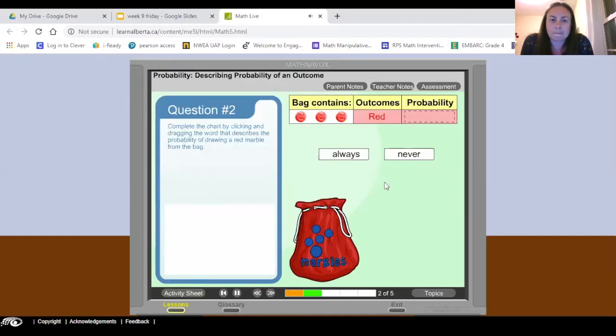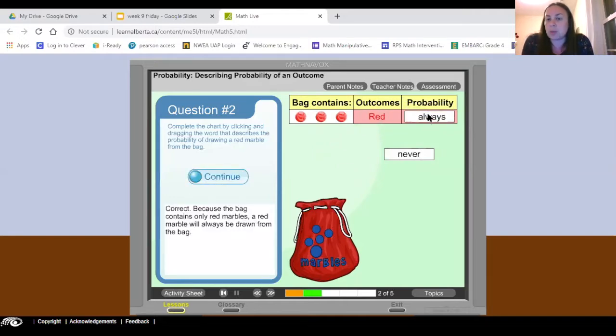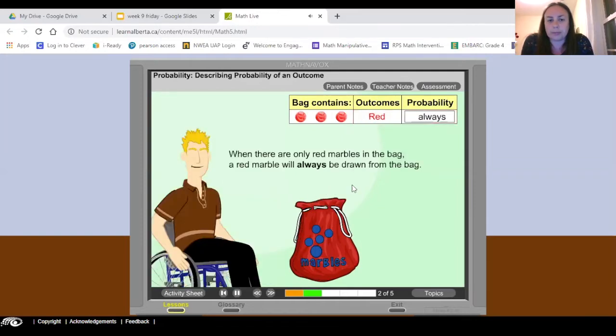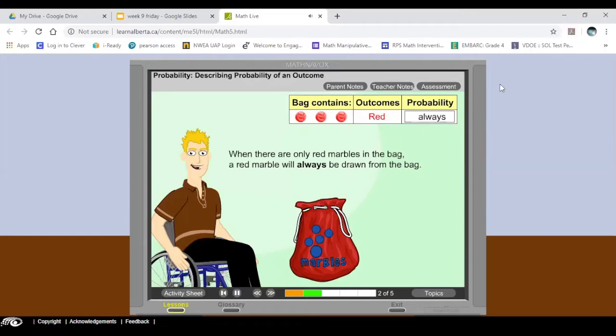Complete the chart by clicking and dragging the word that describes the probability of drawing a red marble from the bag. So we use the terms certain and impossible, and they're using the words always and never. But we know that since there are 3, and they are the only 3 marbles in the bag, that we will always select a red marble, which is actually the same thing as it is certain that we will select a red marble. When there are only red marbles in the bag, a red marble will always be drawn from the bag.